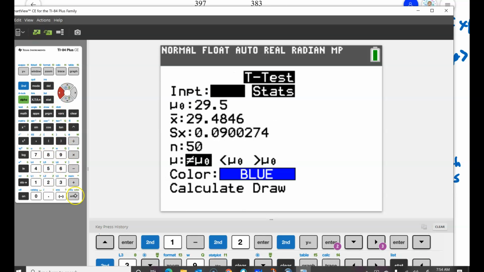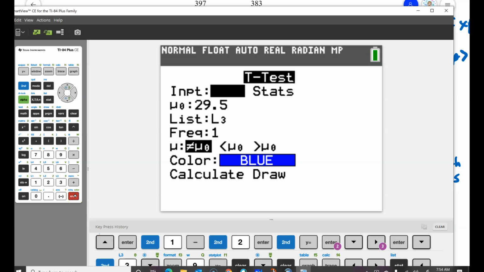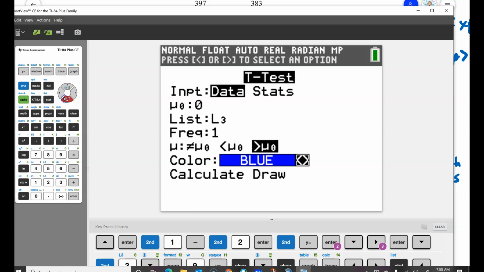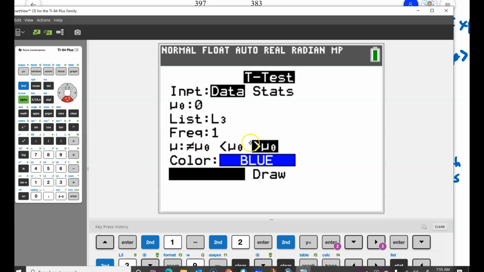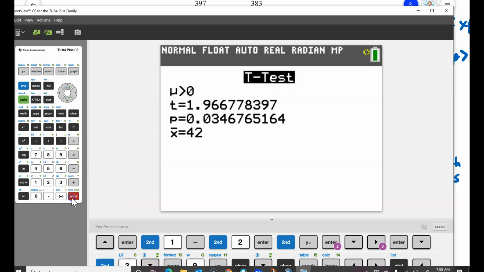And this time we do indeed have data. So I'm going to select the data option there, and my data is in L3. However, we're not testing against 29.5, we're testing against 0. And this is one-tailed. We wanted to see if the express lane is faster. So our alternate was that it's going to be greater than 0. So I have to pick that in the same direction. If you get a p-value of like 0.99 something, if you ever get a really high p-value, that's usually a tip-off that you did a one-tailed test and did it in the wrong direction.